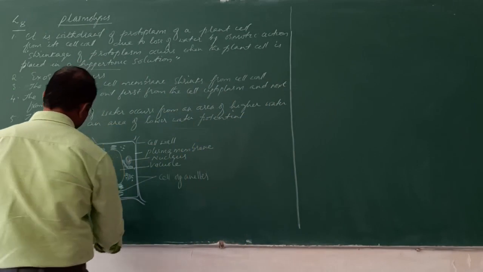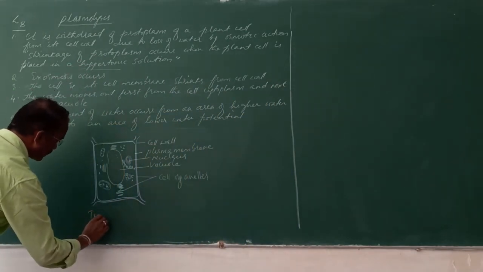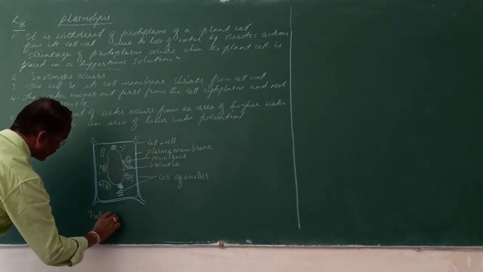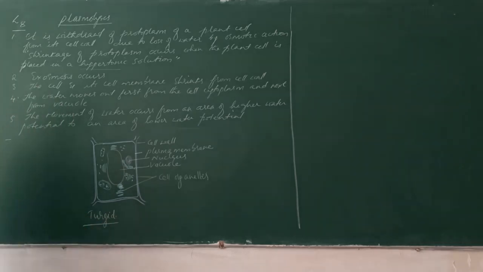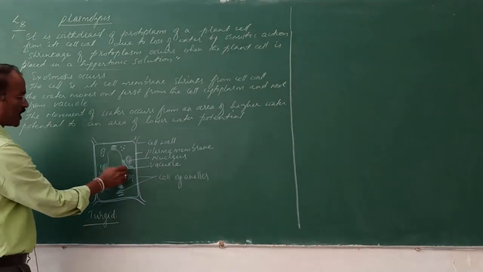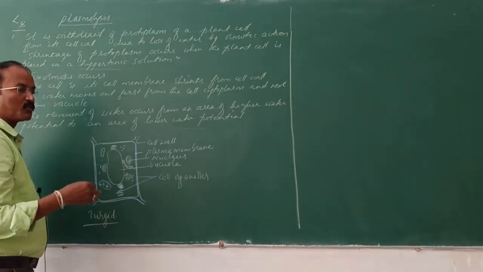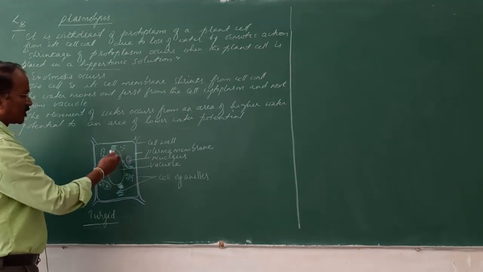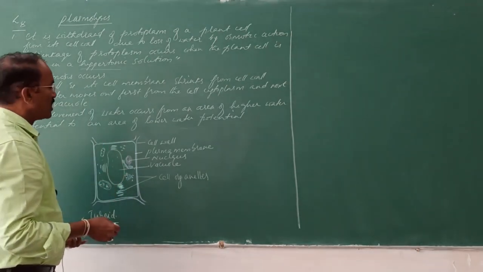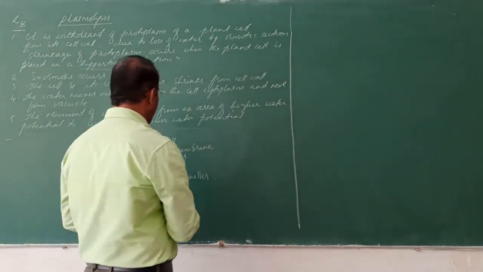So this cell is in what condition? It is turgid. It is full of water within the cytoplasm and also in the vacuole. What is there in the vacuole? The sap, that is vacuolar sap. And within the cytoplasm, all these cell organelles and some other substances, that is cellular sap, are also present.